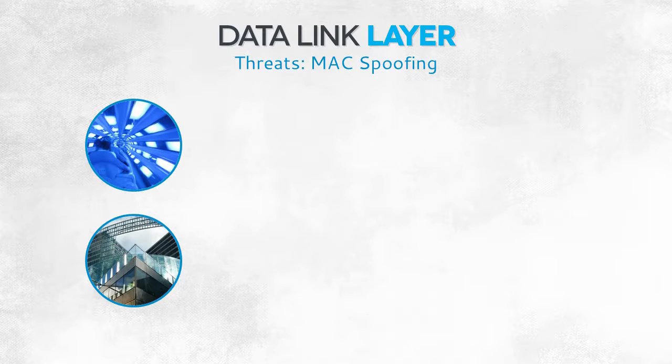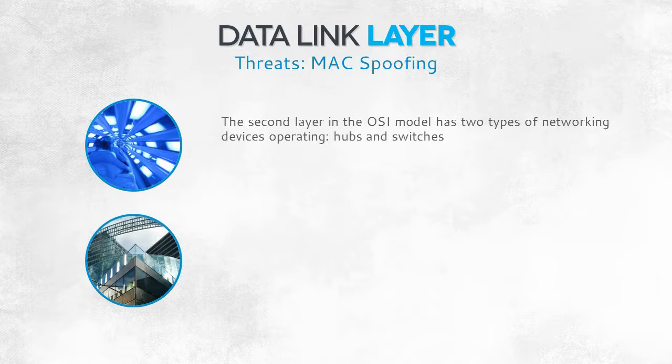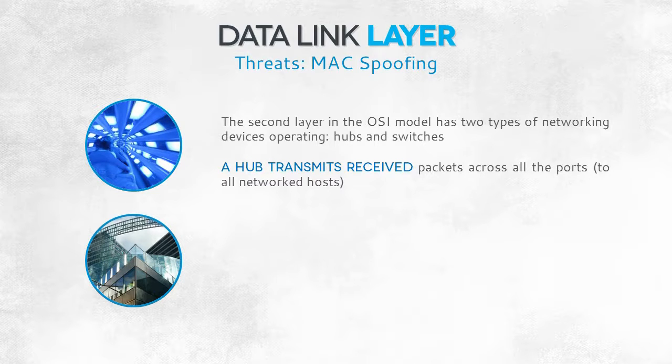Before we move on to analyze attacks on the second OSI layer, we have to explain one more thing. There are two kinds of devices operating in the link layer. These are hubs and switches. Hubs are still in use, though they're getting less and less popular.